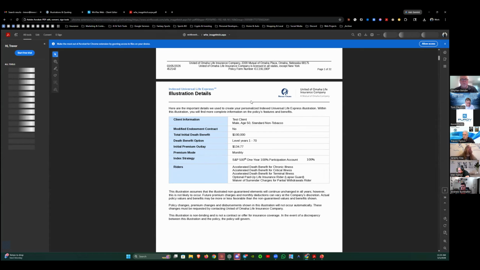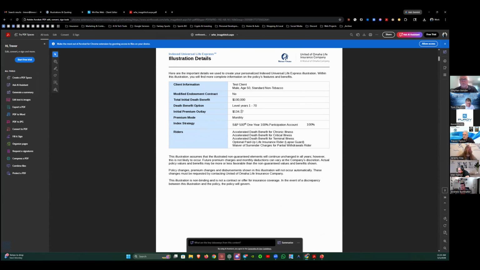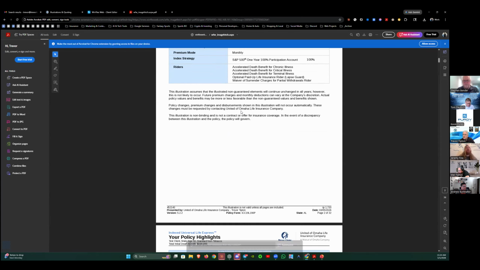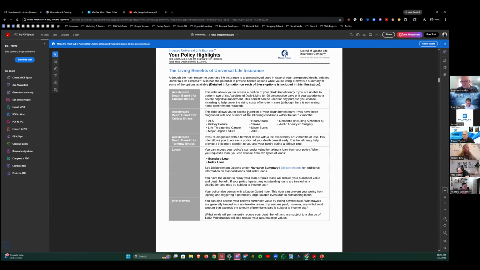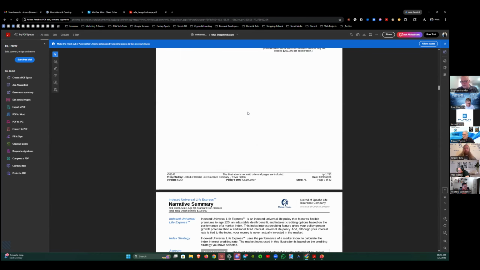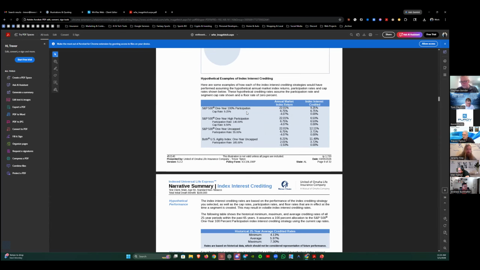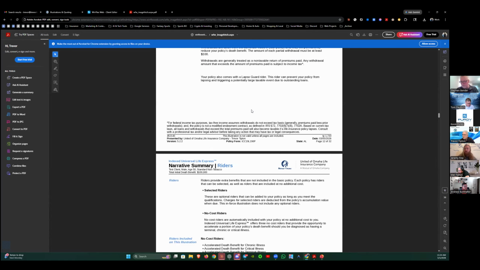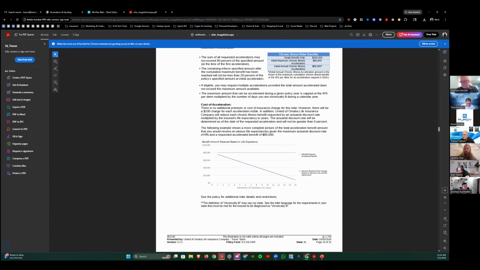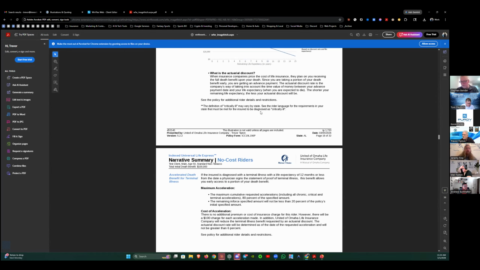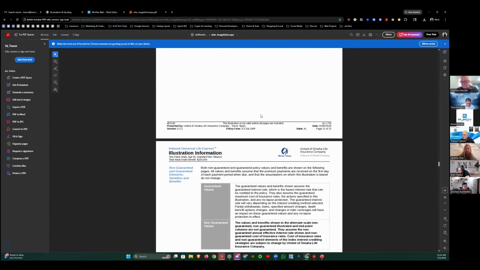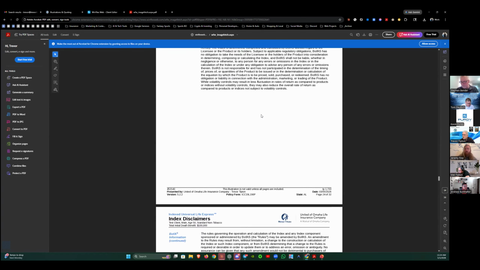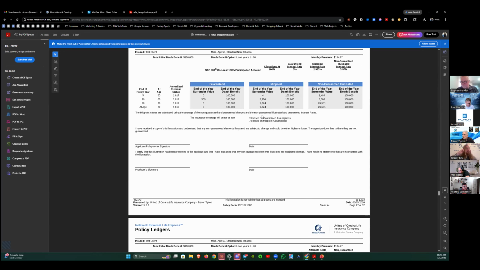So if you learn to use it, it's there. Hey, for a 50-year-old, it's going to be 134 a month. And then normal stuff. It'll talk about how living benefits work, what the policy works like, and then you can go down to get to the cash. It's all the way at the bottom.